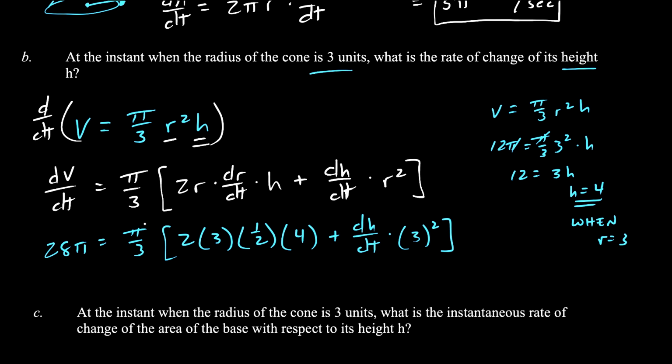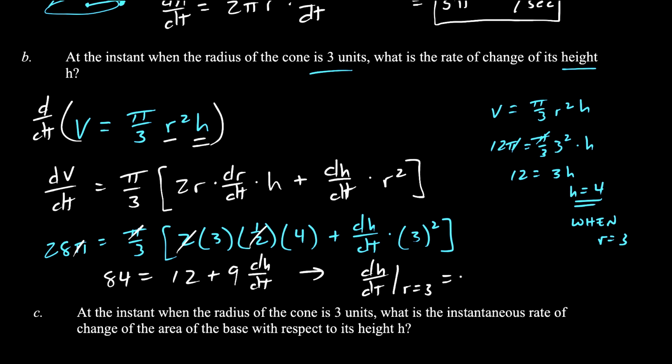So again, some nice things happen. We can notice the pi's cancel. I can multiply 3 to the other side. So I'm going to have 84 equals, and we multiply all this out. 2 times a half is 1. We end up with 12 plus 9 dh/dt. And if we subtract 12 and divide by 9, we find out at this instant, dh/dt at r equals 3 is simply equal to 8, and that's units per second if we want to write that down.